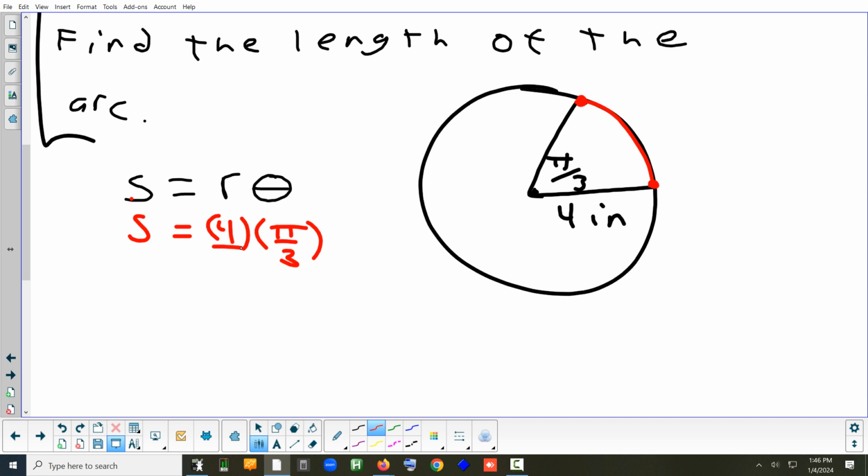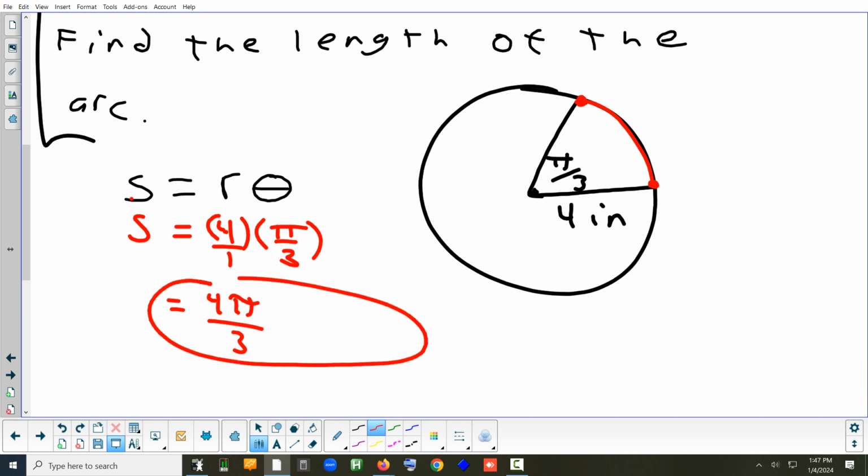Now we just multiply these two together. If you want to think of 4 as a fraction, you can, and just go straight across. So 4 times pi gives me 4 pi over 3. Now, what did we just find? The length of the arc. So we need to put an appropriate label on this. It's a length. So what do you think the unit should be? Inches.